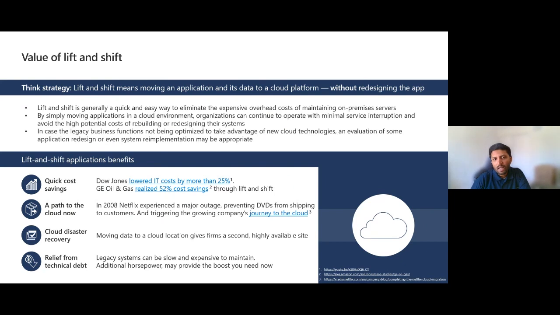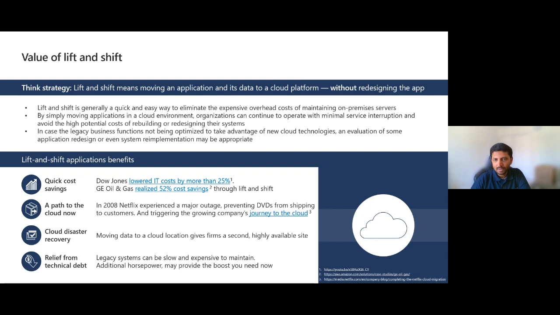Let's understand what happens with the lift and shift versus reimplementation or a partial reimplementation. Lift and shift is generally a quick and easy way to eliminate the excessive overhead cost of maintaining on-prem servers. By simply moving applications into the cloud, organizations can continue to operate with minimal service interruptions and avoid the high potential cost of rebuilding or redesigning their systems.